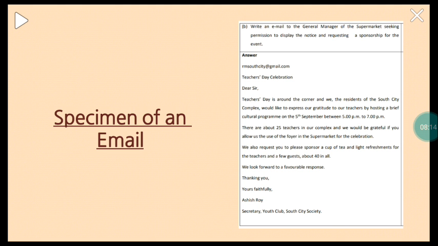So here, as you can see, children, we begin with the header, that is the email, then the subject, then the opening salutation, then next comes the body, then we have the closing salutation, and you sign off with your name and your designation. So this would be the specimen of an email.